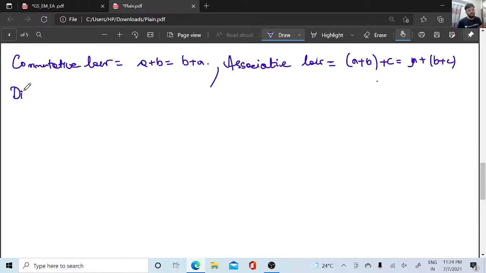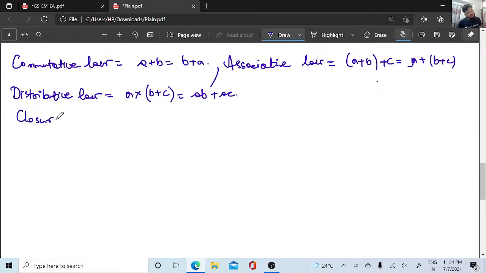The next one you have is the distributive law. So what is a distributive law, people? It distributes equally, so a into b plus c is nothing but ab plus ac. Finally, lastly, you have the closure law, which you guys have been practicing, which is a plus b is going to be a plus b, okay?